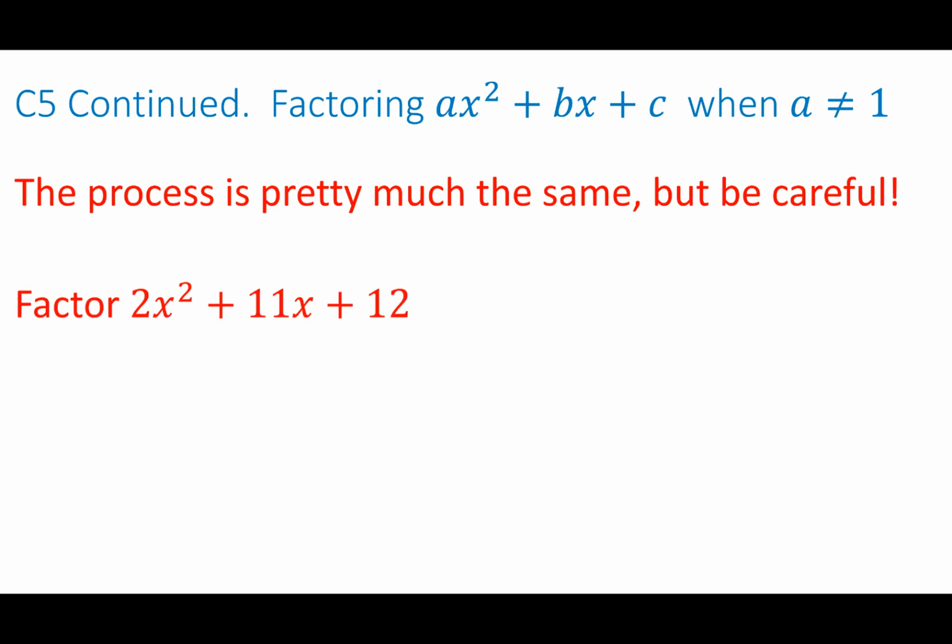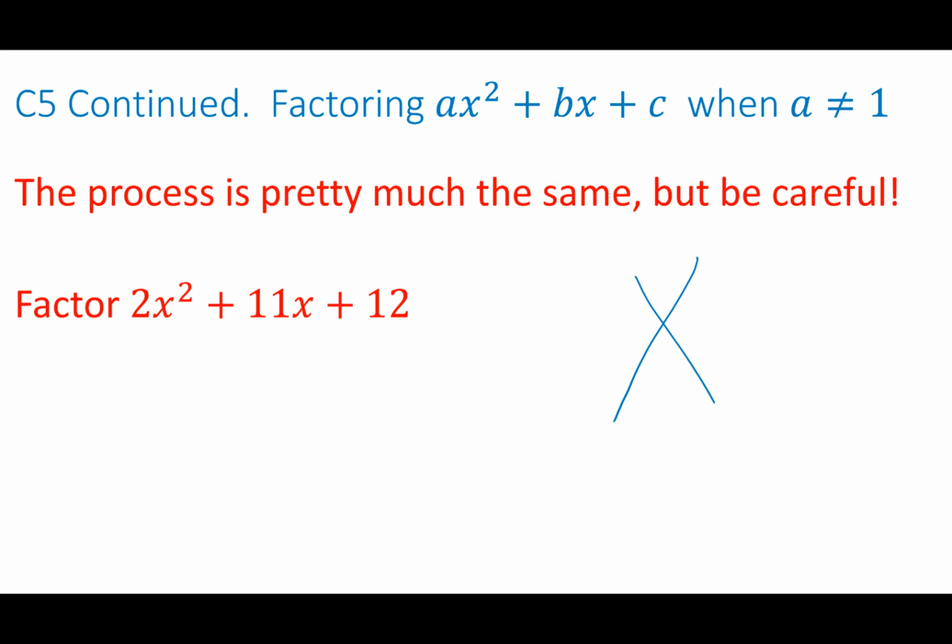All right, so if we were to factor 2x squared plus 11x plus 12, same thing, we're going to make our cross. Look for a greatest common factor, make the cross. Is there a greatest common factor in this one? So I have 2, 11, and 12. No, 1 is the only number that's the same in all of them. So I don't have a greatest common factor I can factor out.